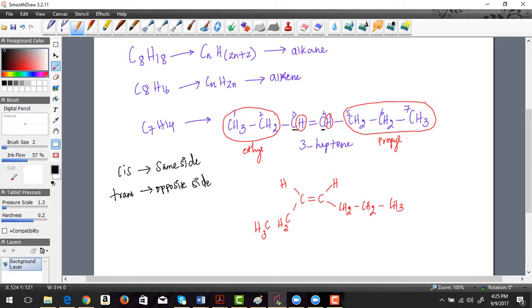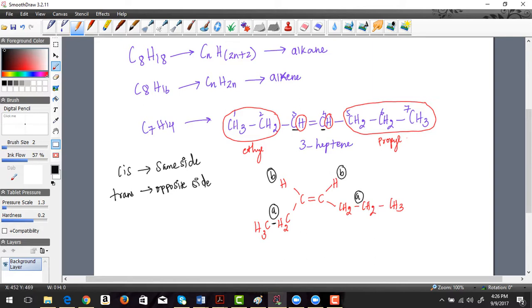If you look at this carbon, this is a smaller group, it's only hydrogen, and this is a bulkier group, a bigger group. So this gets letter A and this gets letter B. You usually assign A to the bulky group and B to the smaller group. Similarly on this side, this is a bulkier group and this is a smaller group, so it gets B.